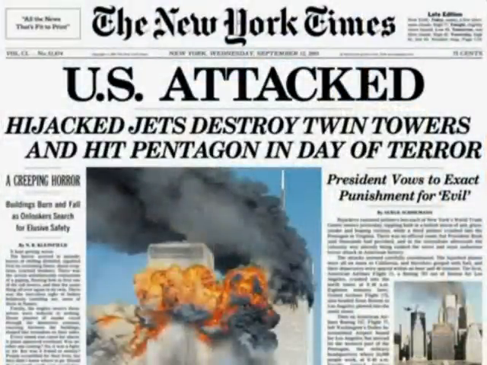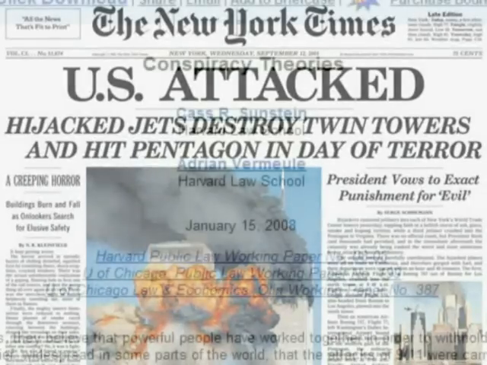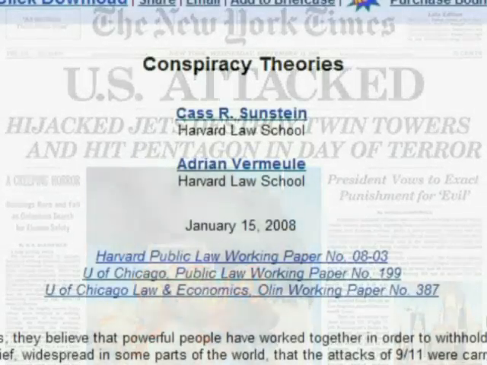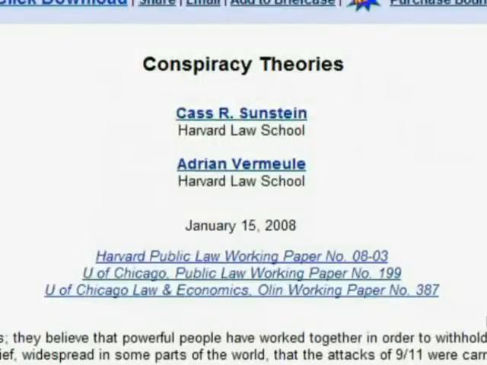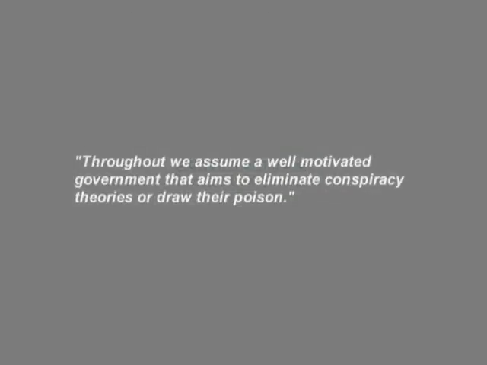Specifically, they cite the widely believed 9/11 conspiracy theories as being a danger to the US government, and thus the key motivation in writing their article, rather than providing an impartial study of the phenomena of conspiracy theories in general. So there's a strong public relations bias in their research and presentation, primarily their desire to find ways of widely discrediting 9/11 conspiracy theories. However, they do express some awareness of this thought: "Throughout, we assume a well-motivated government that aims to eliminate conspiracy theories or draw their poison."